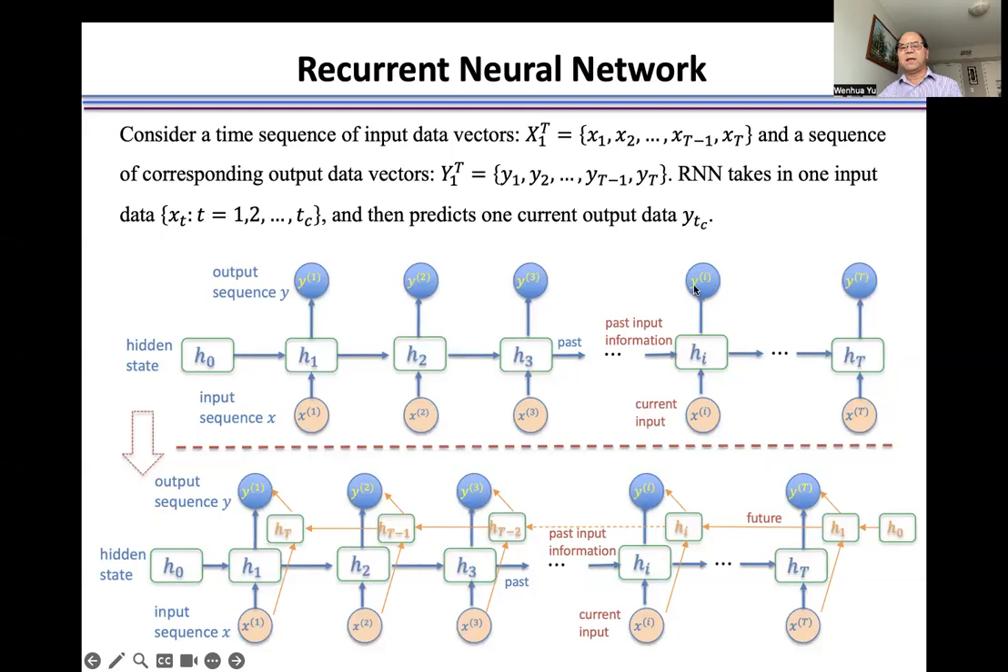From here, we can see the current prediction only uses the previous input information and the current input information. However, in some cases, we need both the previous input information and the future information together to correctly predict the current output. To do so, an easy idea is to add a separate hidden state channel. That means we have two state channels. One is forward, one is backward. They share the same input sequence and they merge together to predict the output sequence.